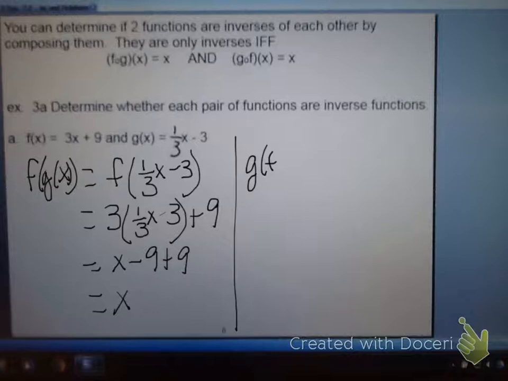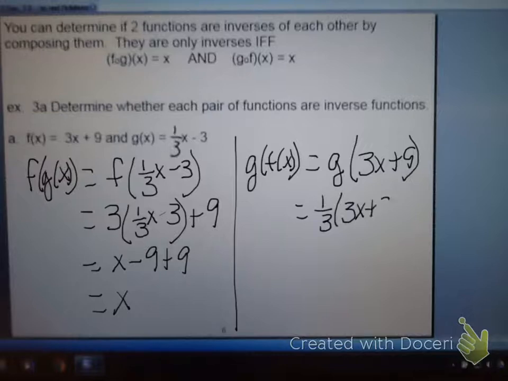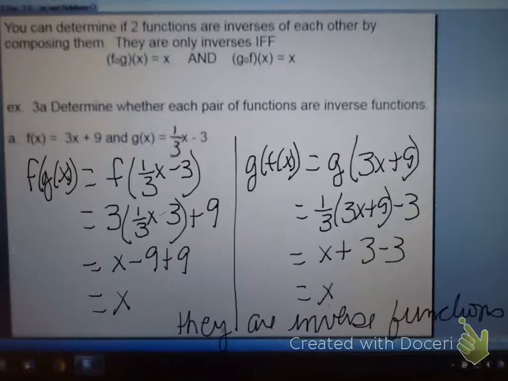Now I'm going to do the g of f of x function. So first I'm going to do g of 3x plus 9. Then into the g function, wherever I see x, I'm going to plug in 3x plus 9. So that's 1/3 times 3x plus 9 minus 3. Do the distributive property. 1/3 times 3x is 1x plus 3 minus 3 is x. So because they both simplify down to x, they are inverse functions.